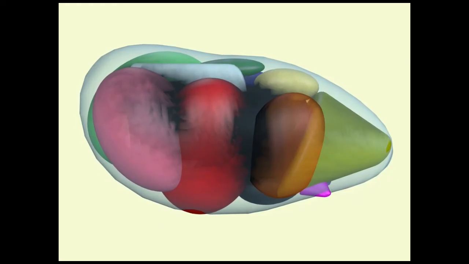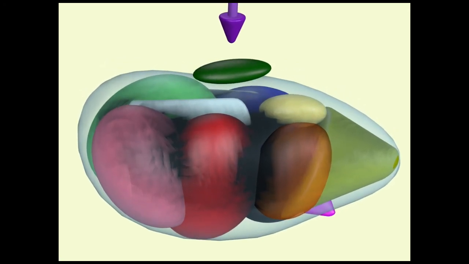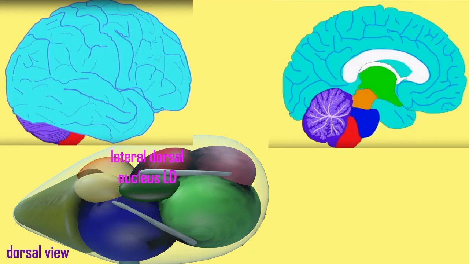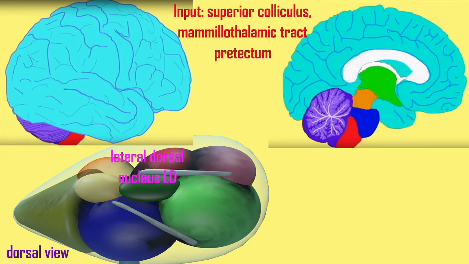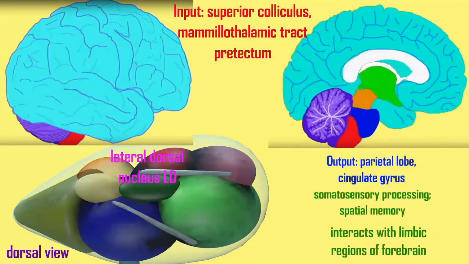The lateral dorsal nucleus of the thalamus is involved in somatosensory processing and spatial memory as it connects inputs from the superior colliculus, the mammillothalamic tract from the hypothalamus and the pretectum, to the parietal lobe and the cingulate gyrus of the cerebrum. It also interacts with limbic areas of the forebrain.